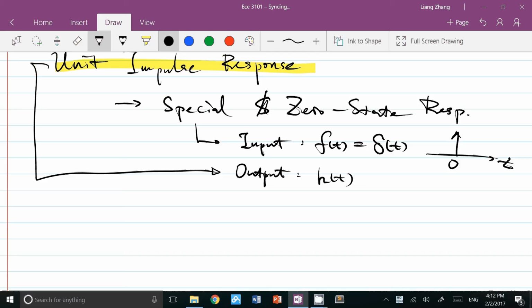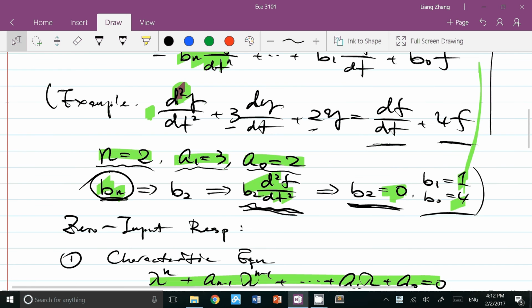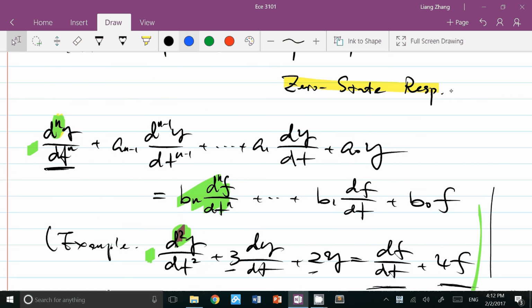It was proved, if you're interested you can read the appendix to this chapter, that h of t can be obtained and expressed in the following form. Actually, it contains two terms. The first term is Bn multiplied by delta of t, where Bn, as we discussed earlier, is the coefficient of the differential equation corresponding to the nth derivative of the impulse signal. Remember, it has to be the nth derivative.